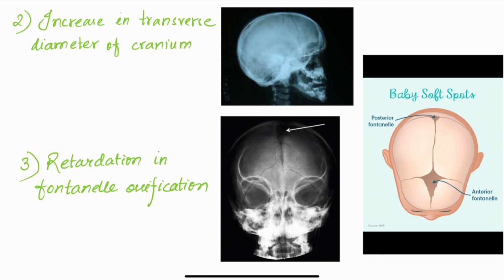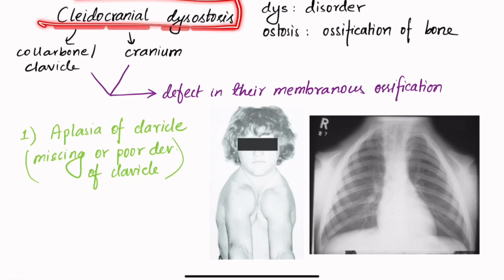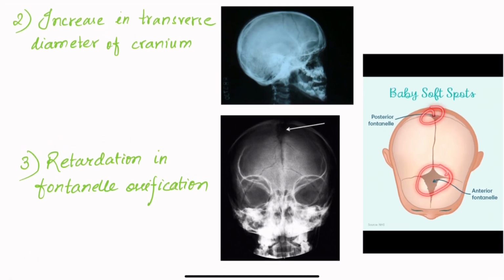Third and the last cardinal feature is retardation in fontanelle ossification. Fontanelle is basically the soft spot present on the cranium of the baby. So here's one fontanelle, here's one fontanelle. The fontanelle needs to go through the process of ossification so that it can get replaced by bone. However, during this condition, that is cleidocranial dysostosis, the fontanelle does not want to go through the process of ossification, or there is a retardation in fontanelle ossification, so the fontanelle remains as it is.